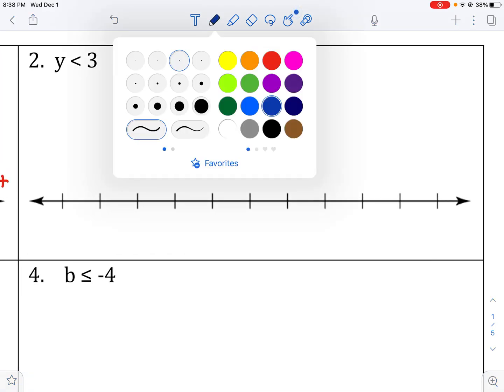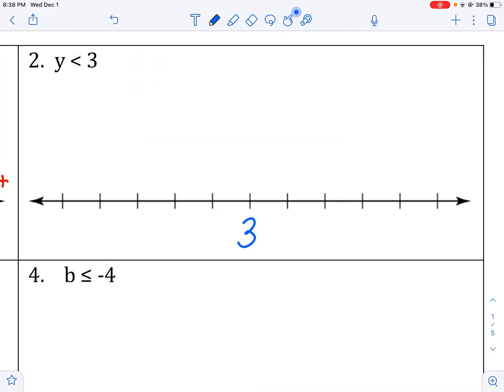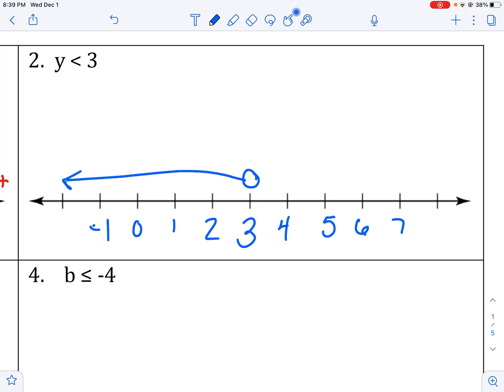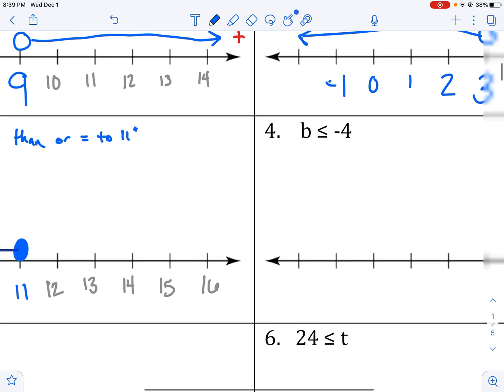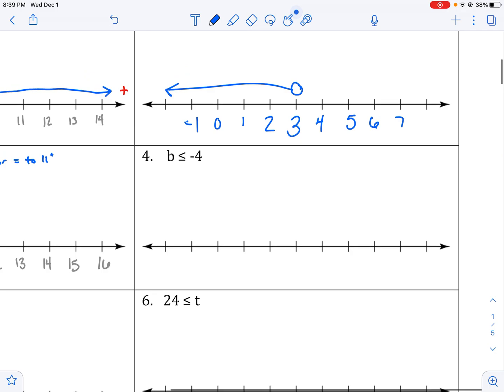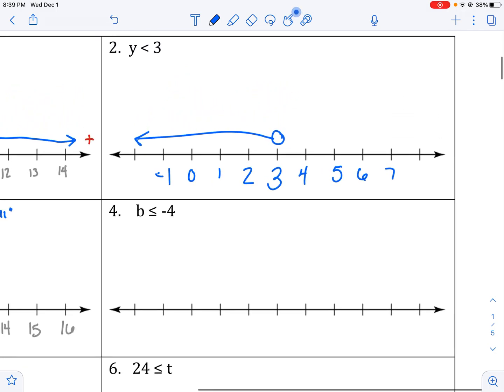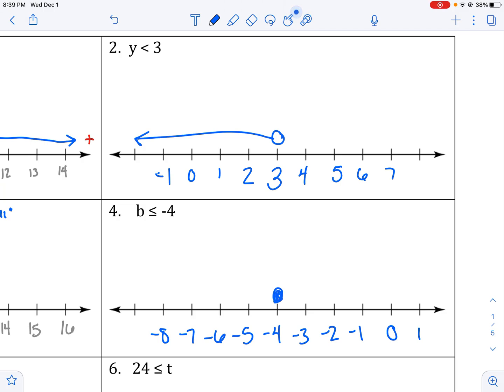Alright, so number 2, we should have 3, 4, 5, 6, 7, 2, 1, 0, negative 1. Open circle, shade to the left. Number 4, b is less than or equal to negative 4. So negative 4, negative 5, negative 6, negative 7. Again, this is just a number line where my bigger numbers are on the right. And that is a closed circle at negative 4.